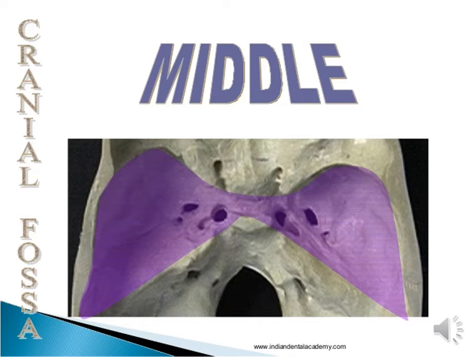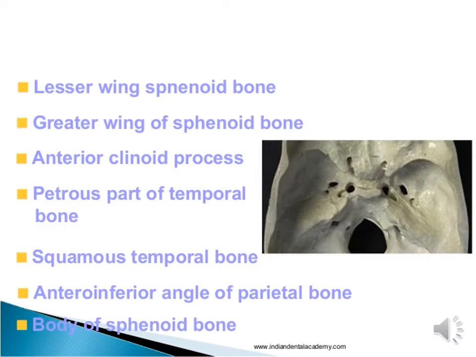The second fossa is the middle cranial fossa. The bones forming the middle cranial fossa: the lesser wing of the sphenoid bone, the greater wing of the sphenoid bone, the anterior clinoid process, the petrous part of the temporal bone, the squamous temporal bone, the anterior inferior angle of the parietal bone, and the body of the sphenoid bone. حقيقة the bones forming the middle cranial fossa here are the parietal bone, sphenoidal bone, and temporal bone.